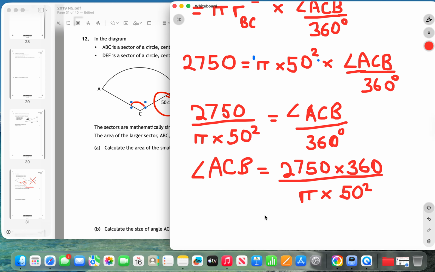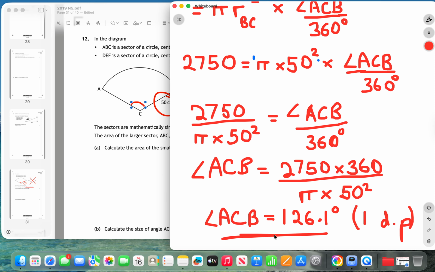And the answer we get is the angle ACB is 126.1, to one decimal place. We're going to put 126.1 degrees. It comes up 126.1 and so on, but to one decimal place we get 126.1. And that's us done.